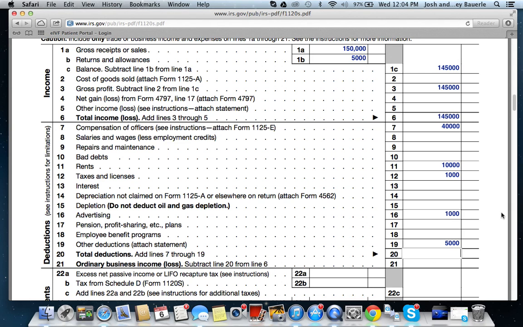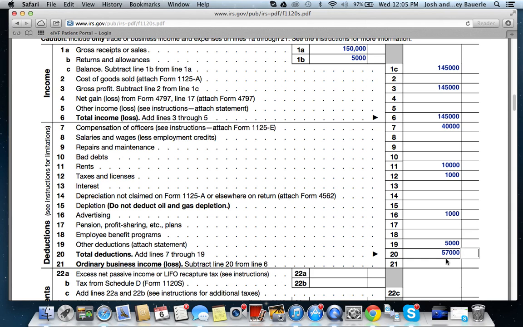So then you look at your total deductions, right? You had $40,000 in officer compensation. You had another $10,000 in rent, so $50,000, $1,000 in interest, $51,000, $1,000 in advertising, $52,000, and $5,000 in other deductions. So $57,000 in total deductions.